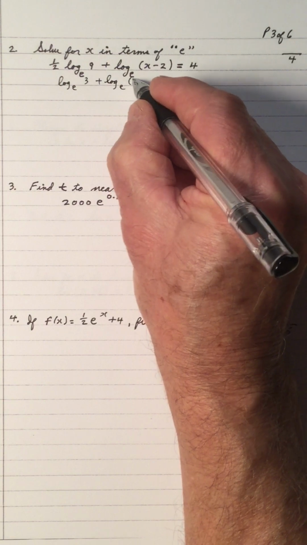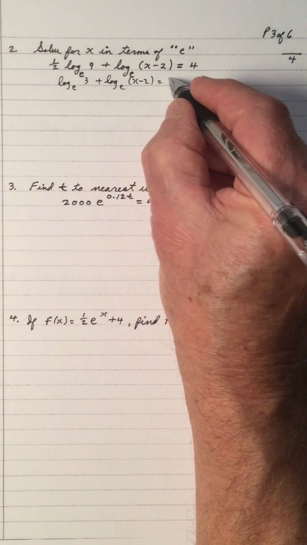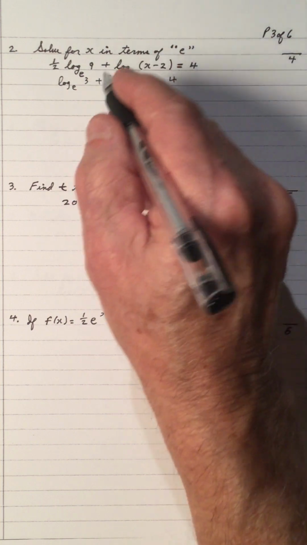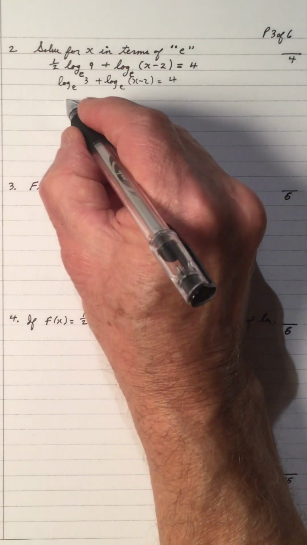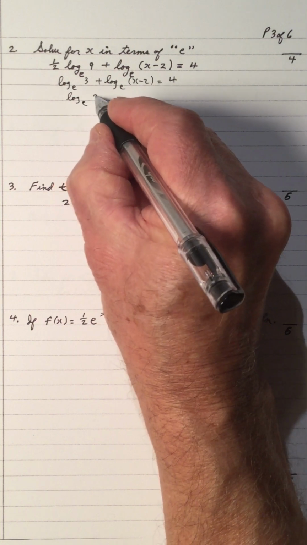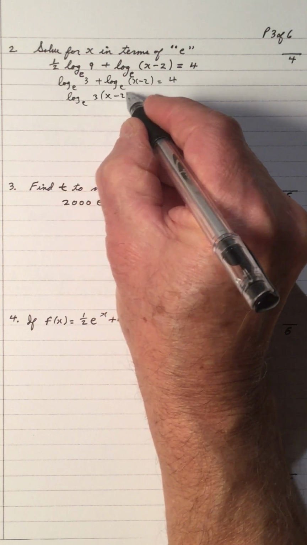So if you have that done, you always do the power rule first. So 9 to the 1/2 is a 3. Now we have 2 logs. The sum of 2 logs is the log of the product. So we have 3 times x minus 2.